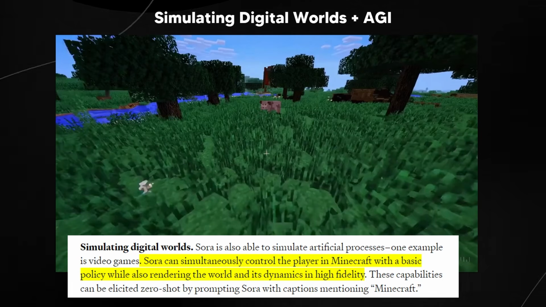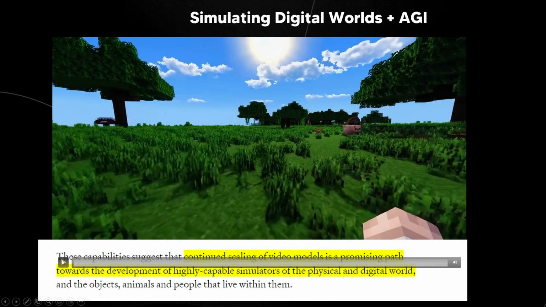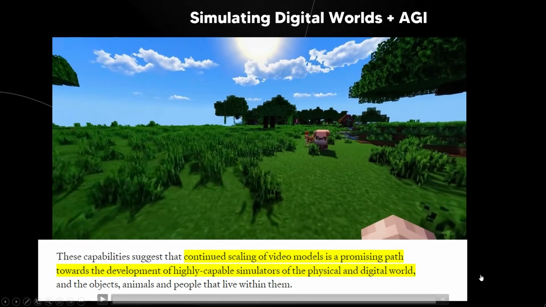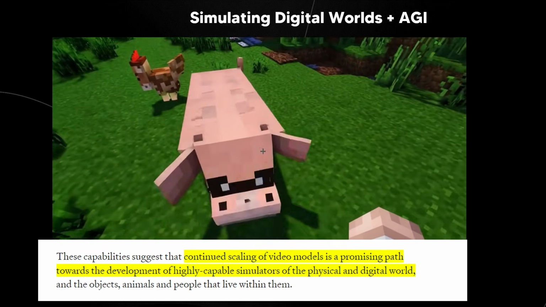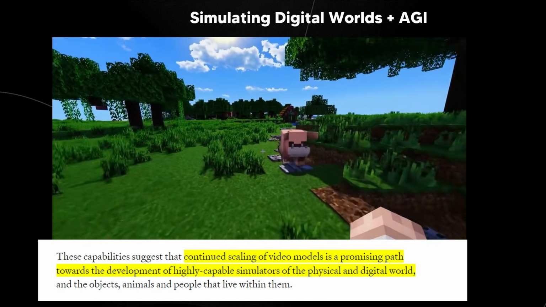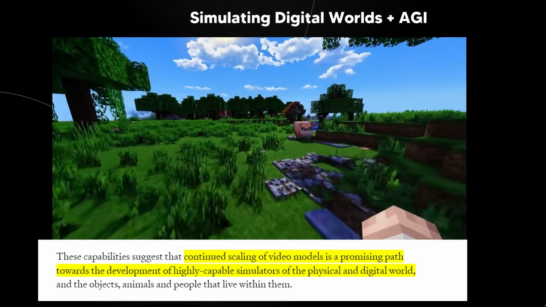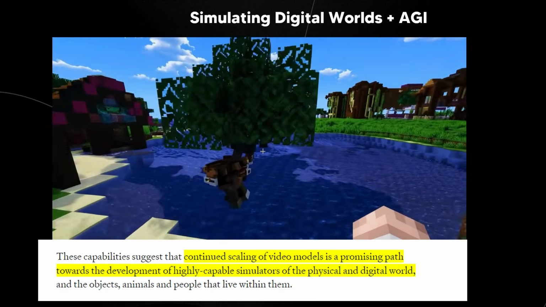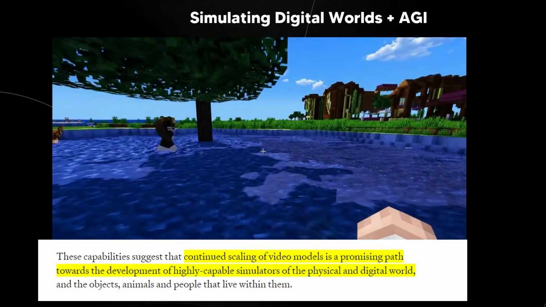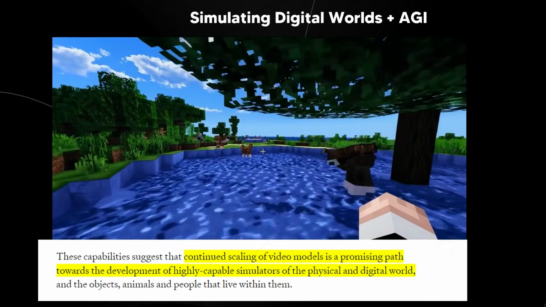Now, of course, there was also something as well. They also stated that these capabilities show that continued scaling of video models is a promising path towards the development of highly capable simulators of the physical and digital world, and the objects and people and animals that live within them. And of course, what you're seeing is Minecraft gameplay, and you can see that it manages to simulate Minecraft very well.